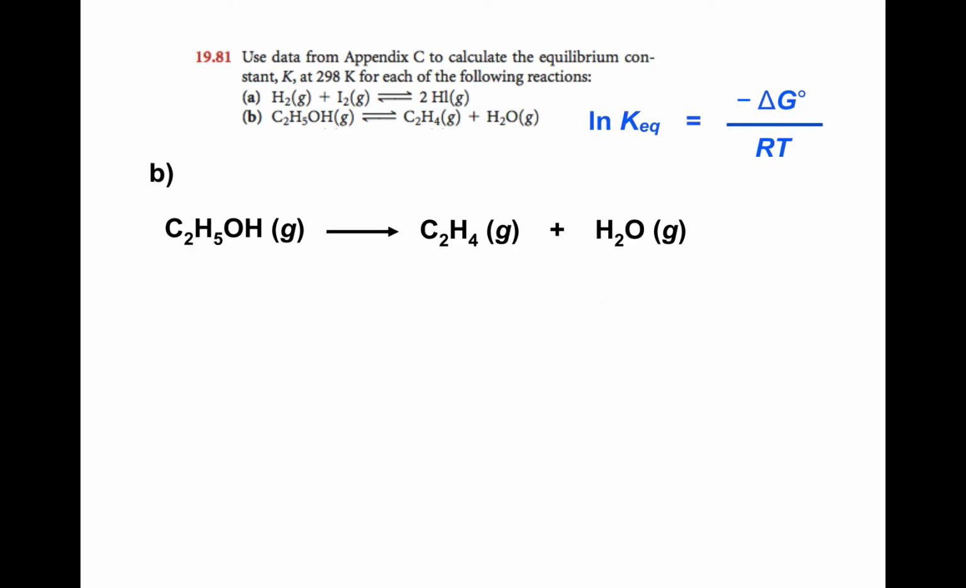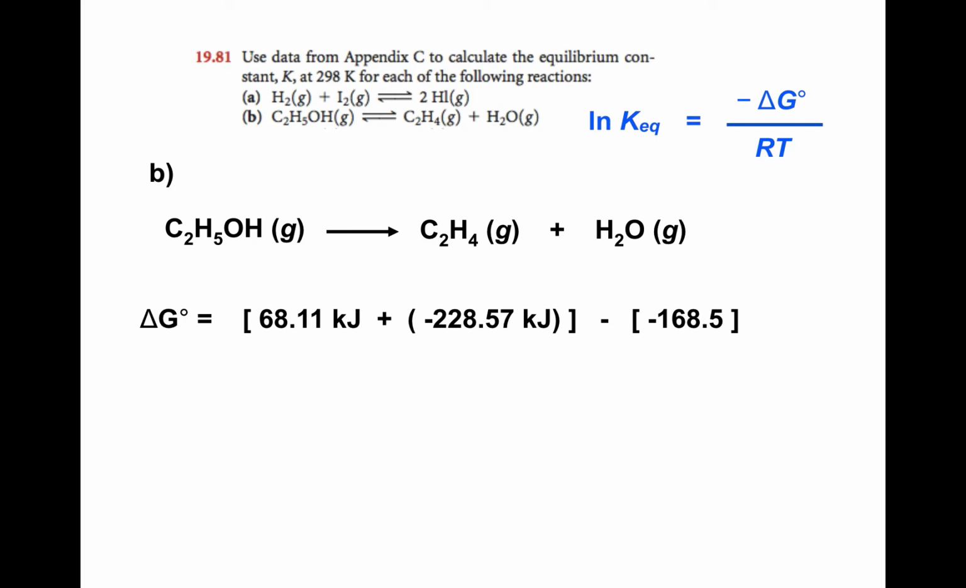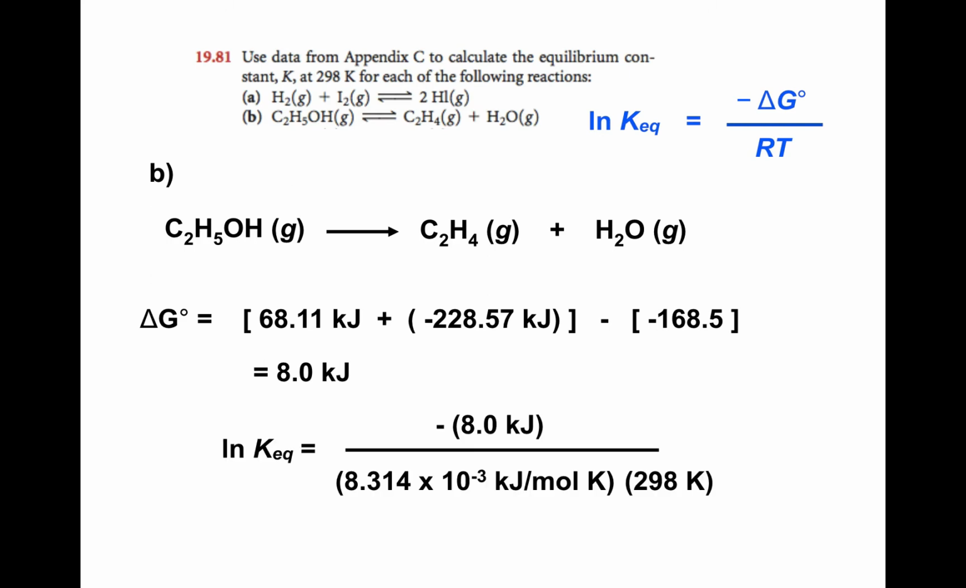B, again, we go to Appendix C and we look up the delta G of formation of the products. We sum those up and subtract the delta G of formation for the reactants to get the change. We have a positive value for delta G. So the expectation is I've got to put free energy in to make this happen at standard conditions. I'm going to have a small K value.